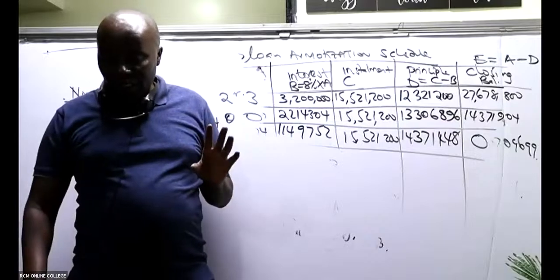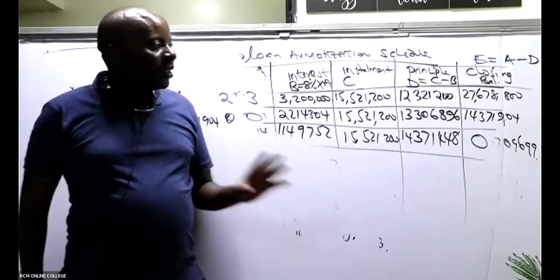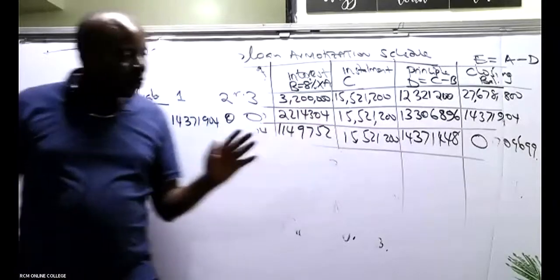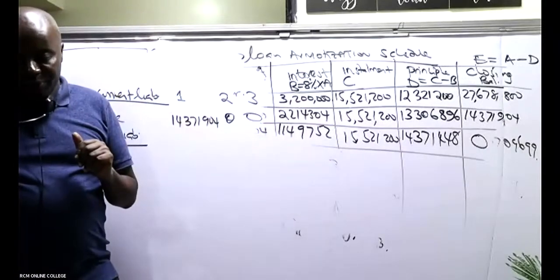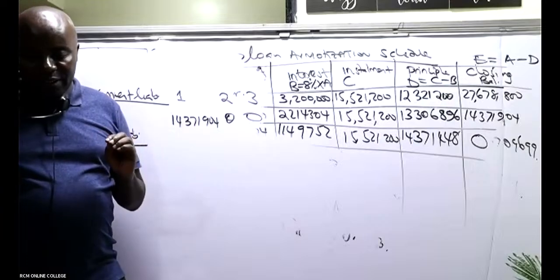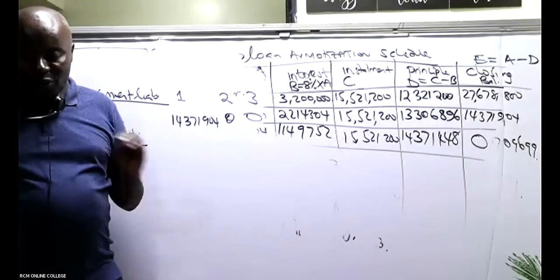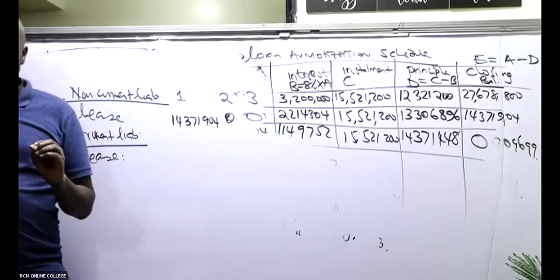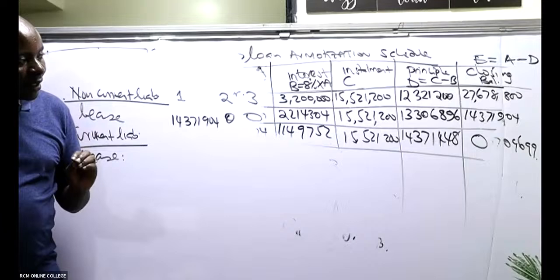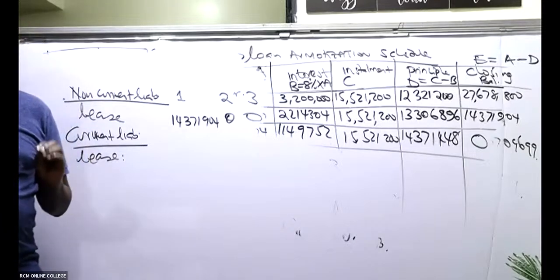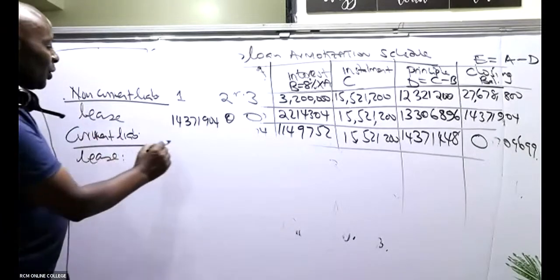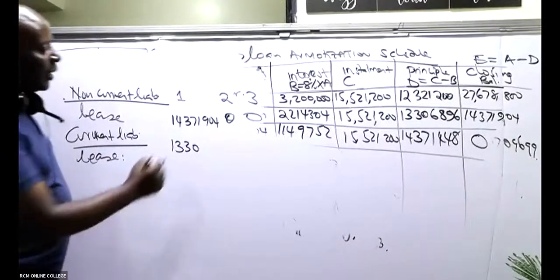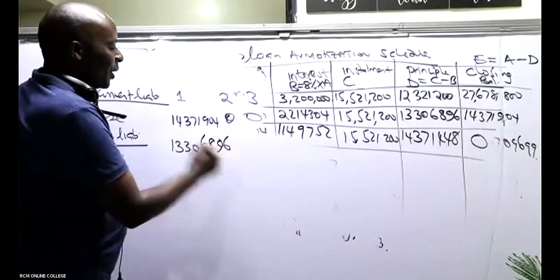Now please don't freeze. Say 27,678,800 minus 14,371,904. How much are we getting there, somebody? Please don't freeze. Yeah. 13,306,896.